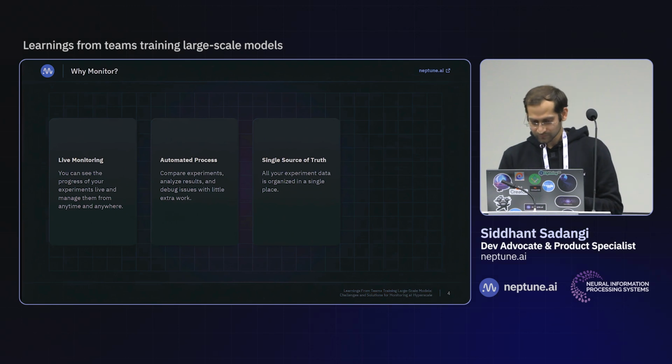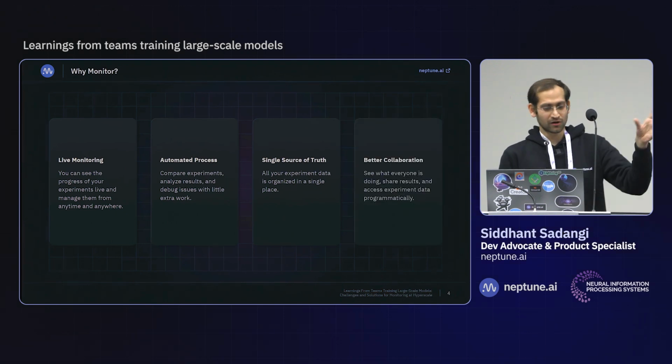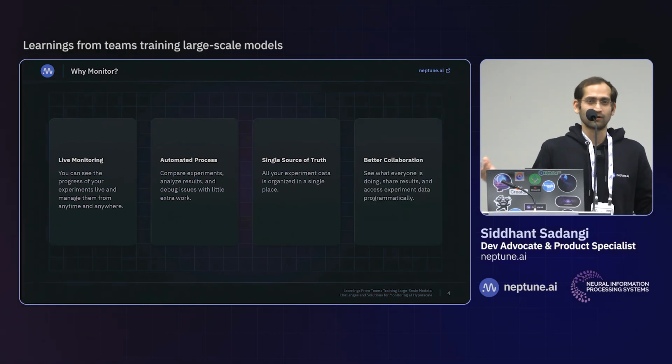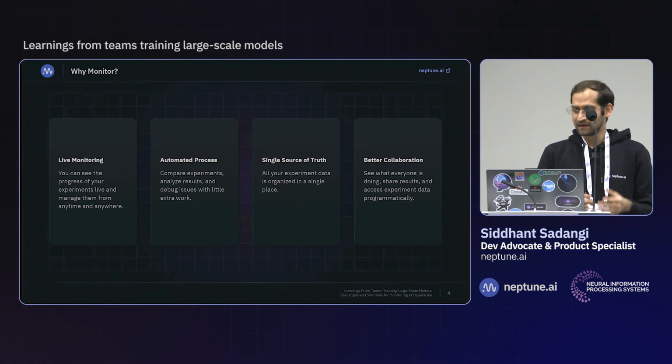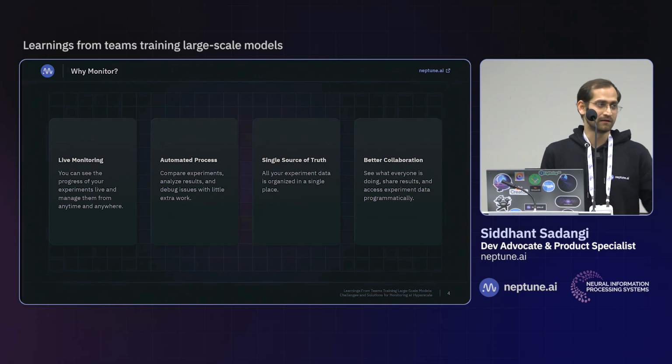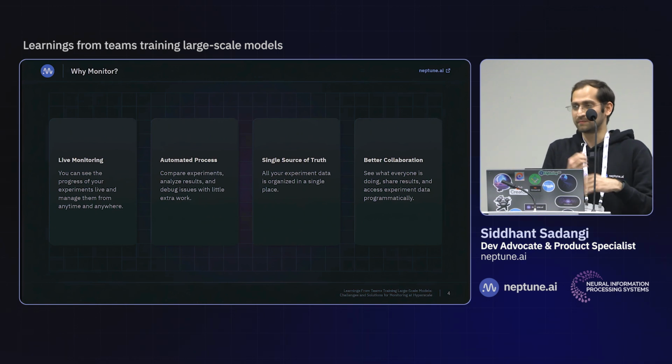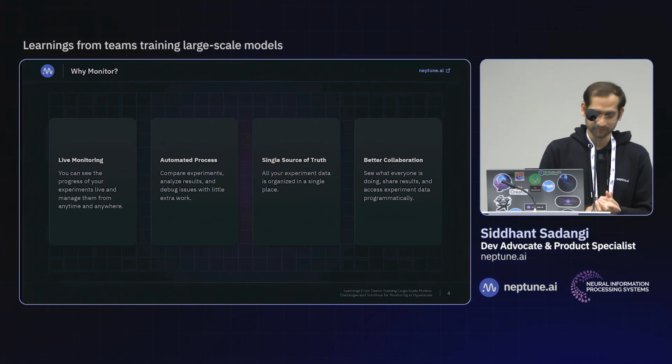Anyone in your team can collaborate with it. And finally, all of this leads to better collaboration. Since everything is logged to a shared dashboard and not hosted on your local system, everyone can see what others are doing and access the results programmatically. If you have a distributed team, your teammates from different geographies can access your results, compare experiments, and maybe suggest improvements or debug issues.